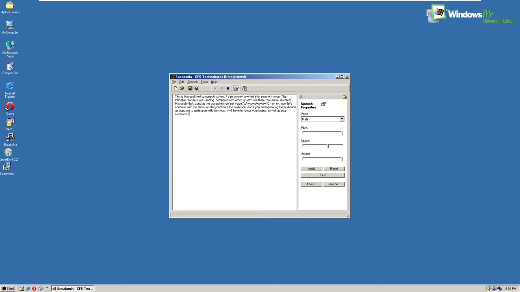This is Microsoft text-to-speech system. It can convert any text into anyone's voice. The trainable feature is outstanding, compared with other systems out there. You have selected Microsoft Mark Lund as the computer's default voice. Why? Okay, now let's continue with the show, or else you'll bore the audience, and if you end up boring the audience, as opposed to getting on with the show, I will have to rip out your brains, as well as your electronics.